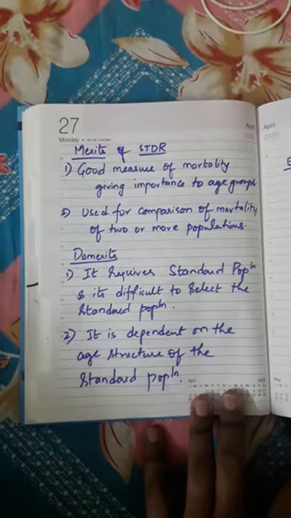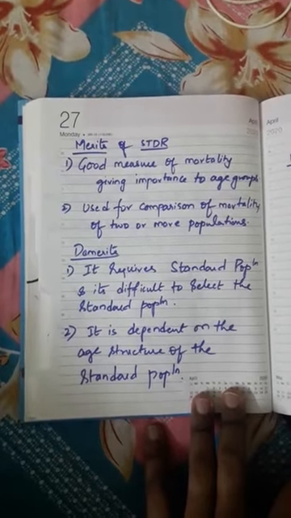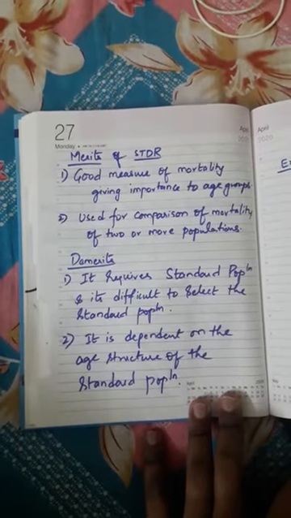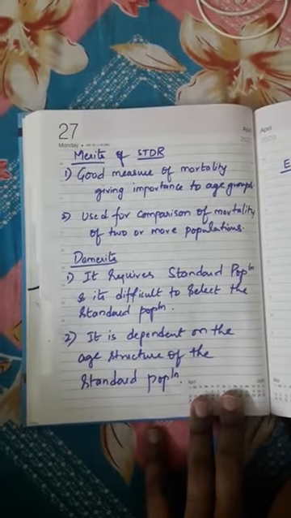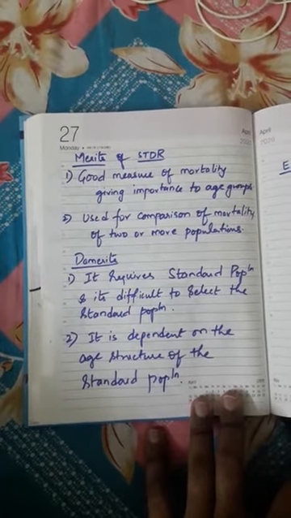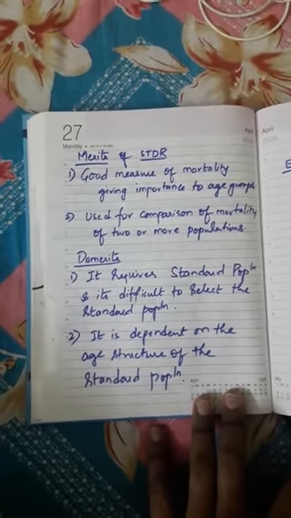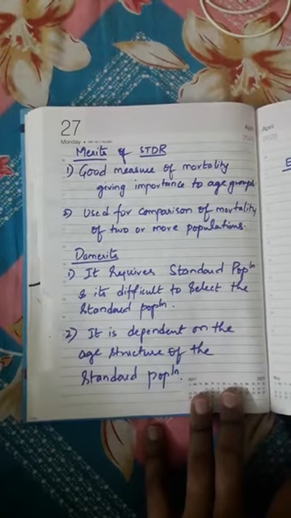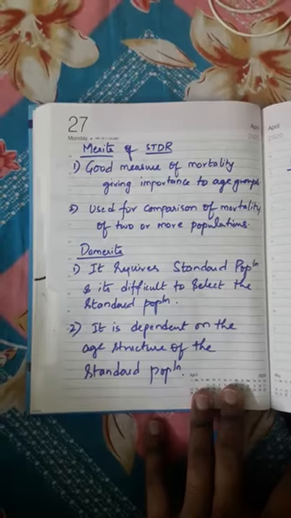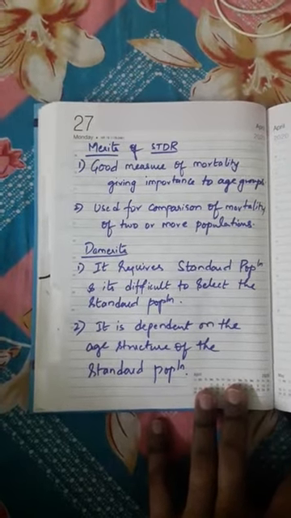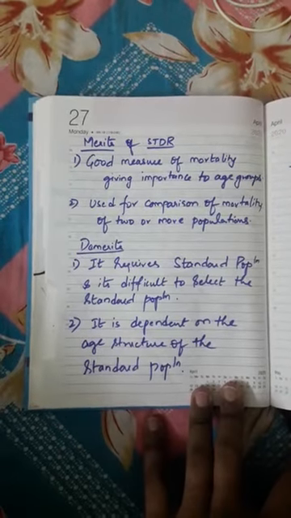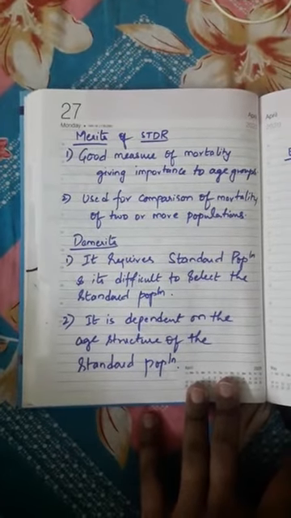Number 3, it is dependent on the age structure of the standard population. Yes, obviously. So without ASDR, can STDR be computed? We cannot. So ASDRs are very much required. Clear? So these are the merits, advantages and disadvantages of using STDR. Now we shall see the problems on STDR.